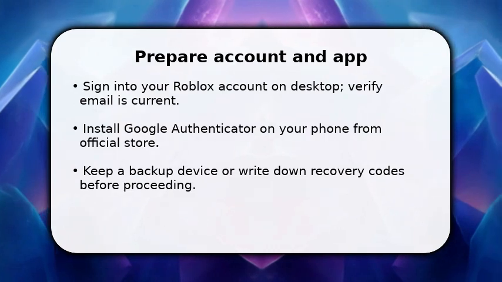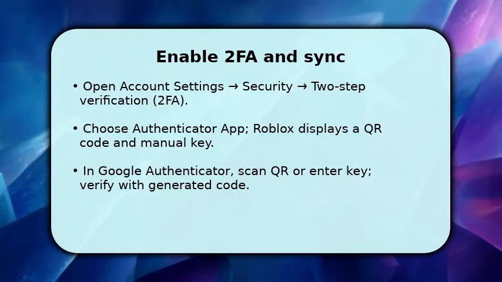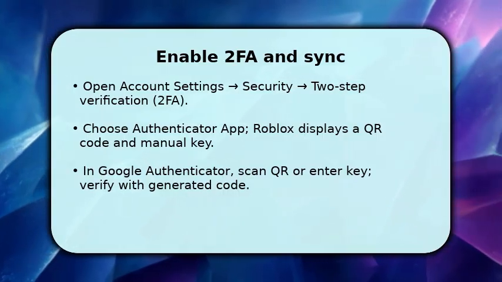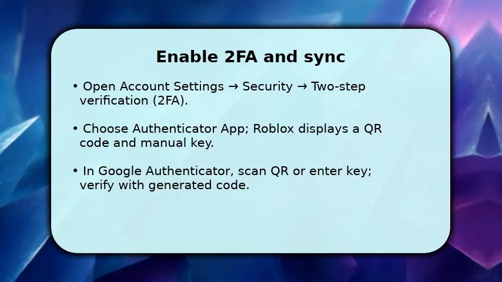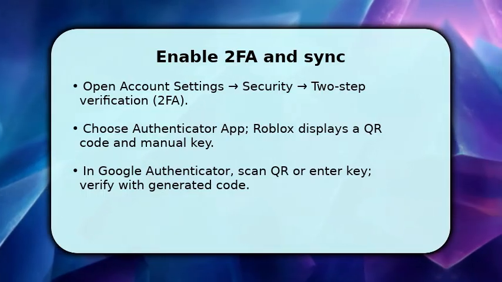Once done with preparation, go to Account Settings and open Security to find two-step verification. Select Authenticator app so Roblox shows a QR code and a manual key. The QR is fastest, but the key is essential as a backup.